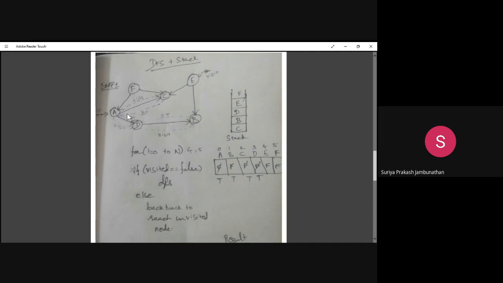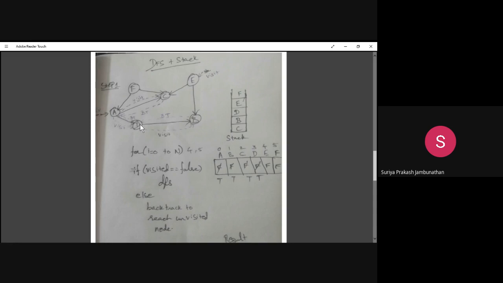Now we have to start our next visit. From A, we have 2 out degrees, C and D. C is already visited, so we have to go for D. Okay, so we are going to D.